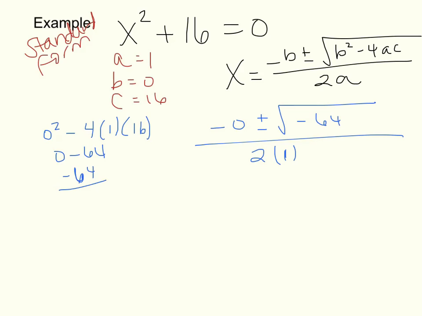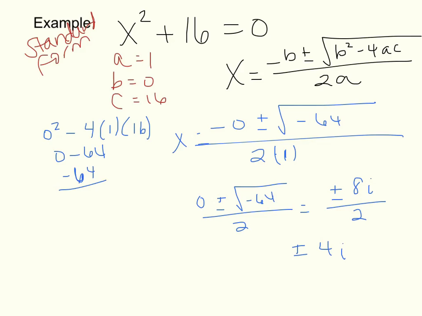Okay, so from here you just simplify. So negative 0, I mean that's just 0. You don't even really need that anymore. Plus or minus the square root of negative 64 over 2. Now the square root of negative 64 is 8i. So I have plus or minus 8i divided by 2. And that is plus or minus 4i.